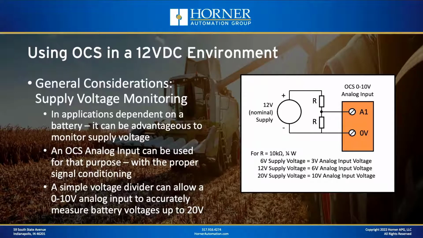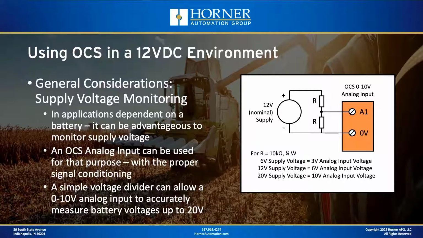Another general consideration is that when you're talking about battery voltages specifically, it can be useful to monitor the supply voltage using an OCS analog input. That way you can do things like set some alarm conditions when the voltage starts to creep to a lower level, or when it starts to creep above your expected level. That's two of the benefits of monitoring the supply voltage. Another benefit is data logging. You can log the supply voltage as frequently as you want, so you can go back and take a look at how it looked in the past, for instance.